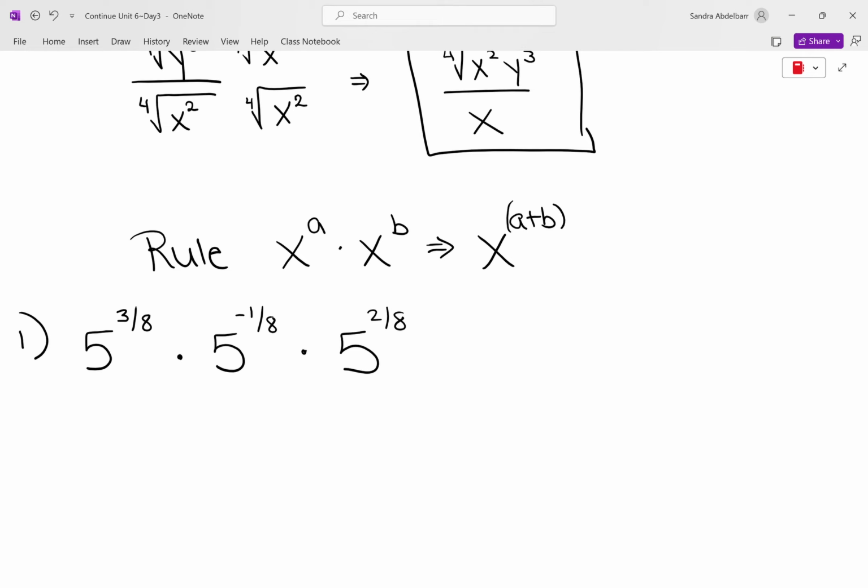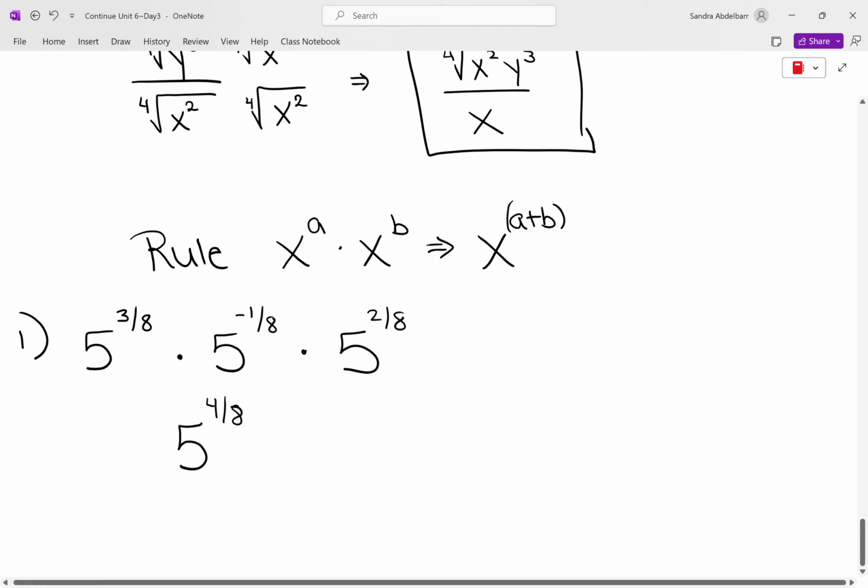The first thing I'm looking at is our base. Are all our bases the same? Yes. So the rule says keep our base. Do we multiply 5 times 5 times 5 and get 125? No, 5 is not a coefficient. 5 is the base. So I'm going to keep my base of 5. And then what am I doing with my exponents? I'm adding them. 3 minus 1 is 2. 2 plus 2 is 4. So now I have 5 to the 4/8.